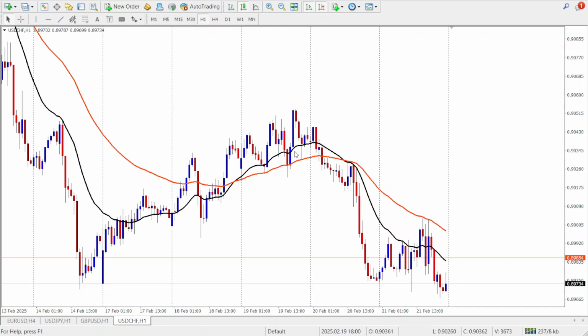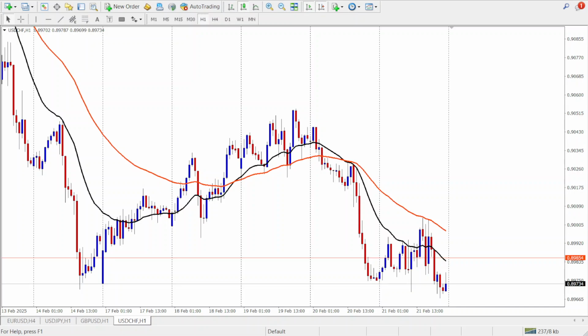Then you should set the colors. To make things clearer on your chart, I suggest setting the 21 period moving average to a color that is clearly different from that of the 55 period moving average. This will make it easy to spot when the two lines cross.